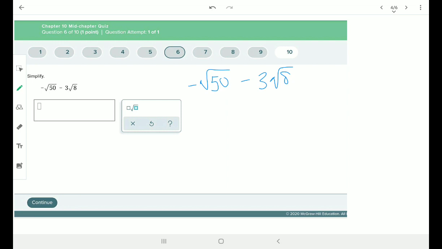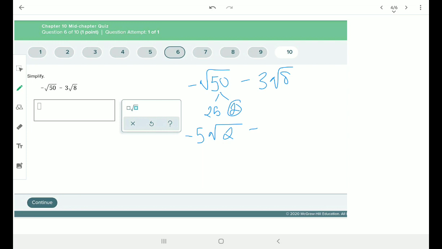So to figure this out, I need to break it down to figure out, is there any hidden perfect squares in here? Well, 50 can be broken down into 25 and 2. Since we know that the square root of 25 is 5, we can bring out the 5, so minus 5, and then what's left? Well, the 2. So negative 5 root 2.